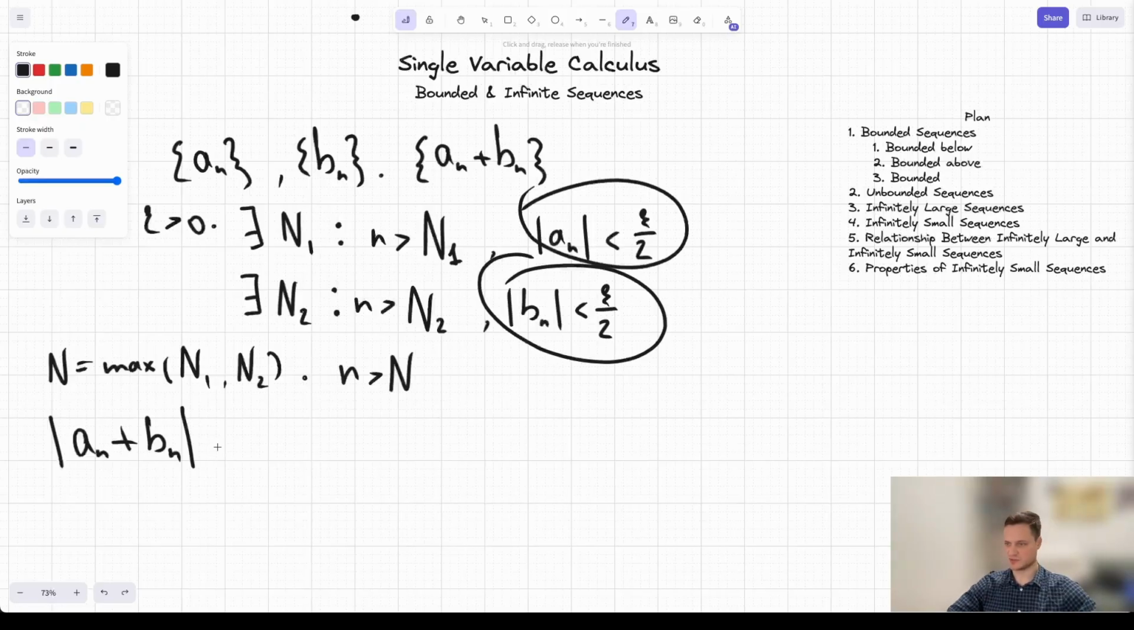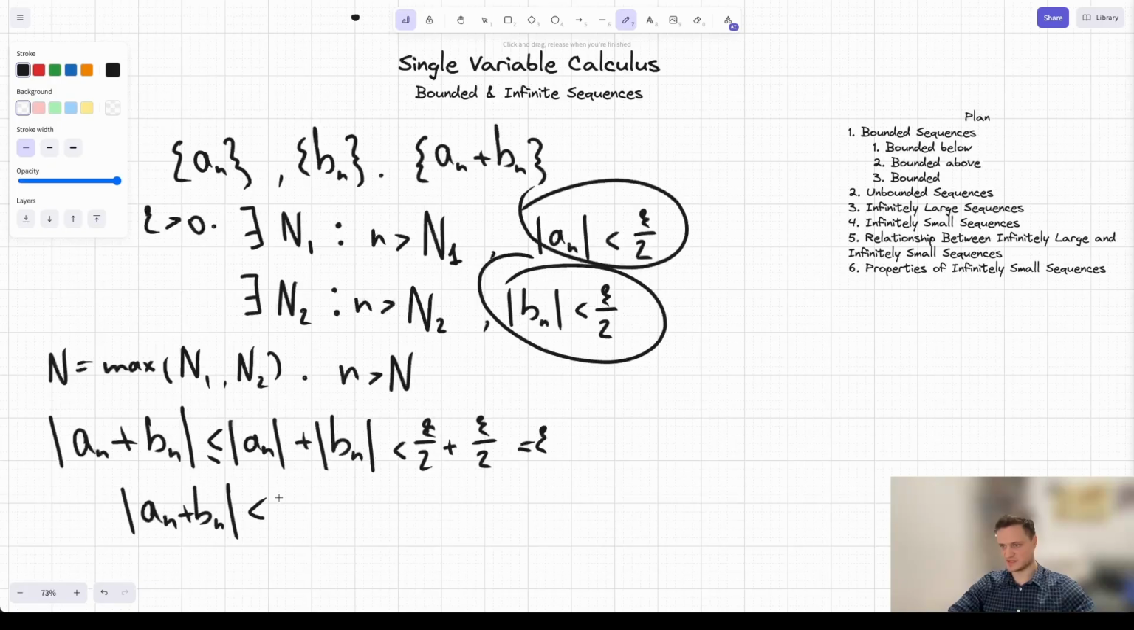By the triangle inequality, this should be less than a sum of absolute values. And because each of them is less than epsilon halved, we can say that they both together are less than epsilon by 2 plus epsilon by 2, because they are less than epsilon by 2, each of them at the same time. Then we can sum them together, and this proves that the sum is strictly less than epsilon.